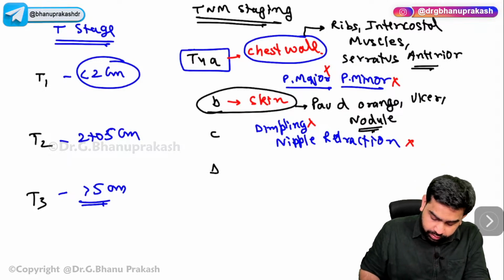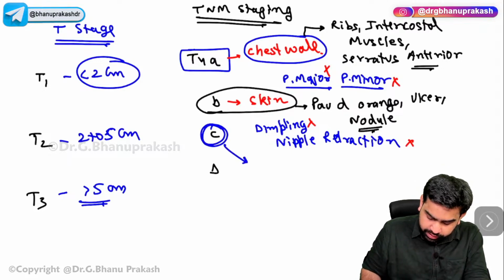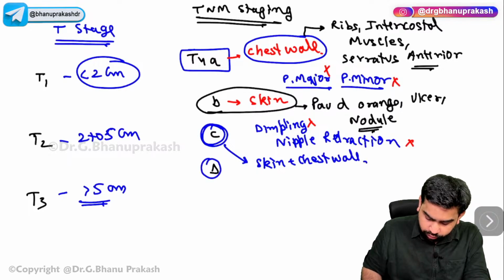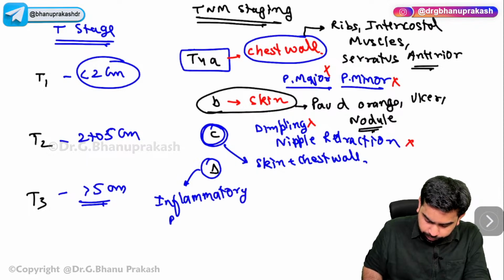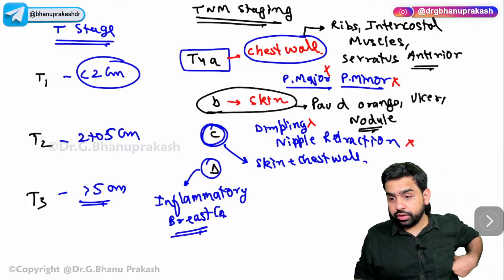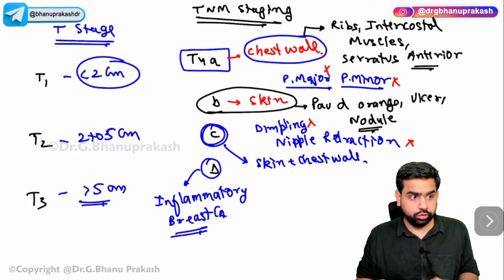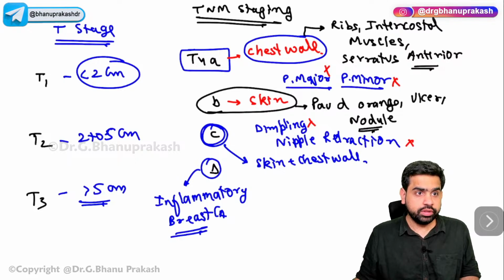What about the T4C? T4C is when there is involvement of the skin plus the chest wall. And what about the T4D? T4D is basically inflammatory breast carcinoma. I hope you have understood this point. So this is the TNM staging for patients with breast cancer.